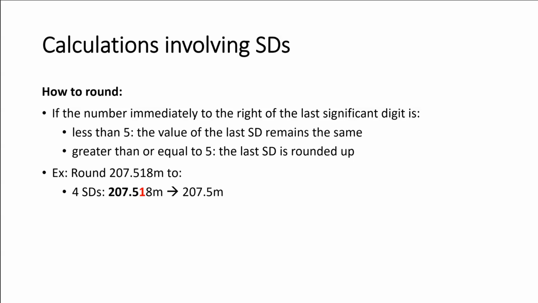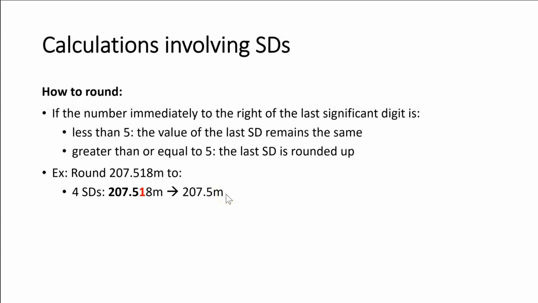Example, 207.518. If we rounded that to 4 significant digits, let's count the significant digits from the left to the right. 1, 2, 3, 4 significant digits. So the last significant digit is this 5. What we'll do is we look to the right, and to the right is this number 1. 1 is less than 5, so we keep the 207.5 the same. So 207.518 to 4 significant digits is 207.5 meters.